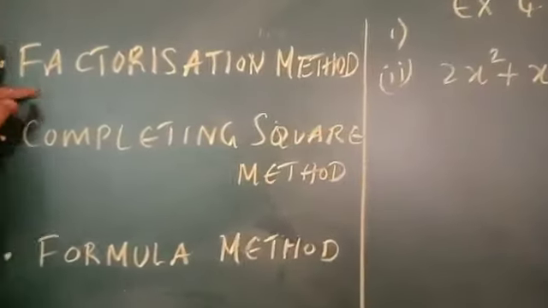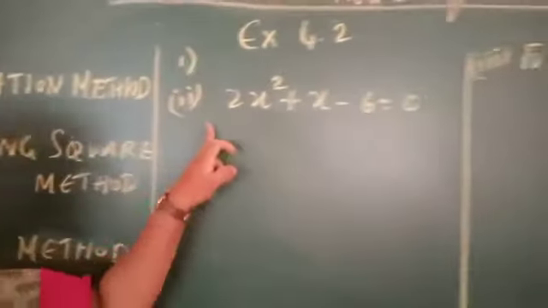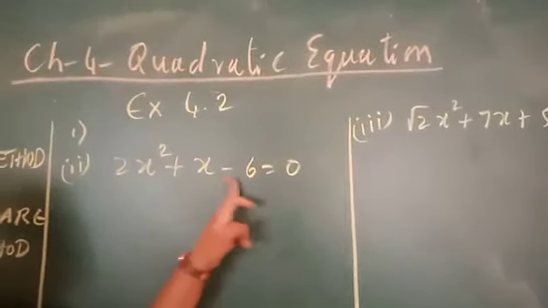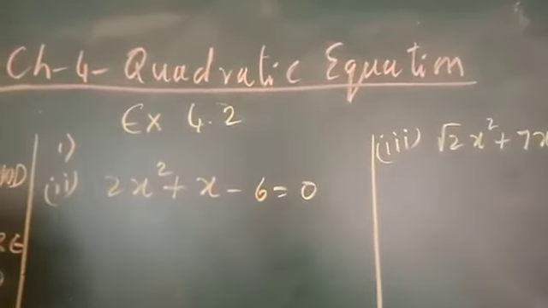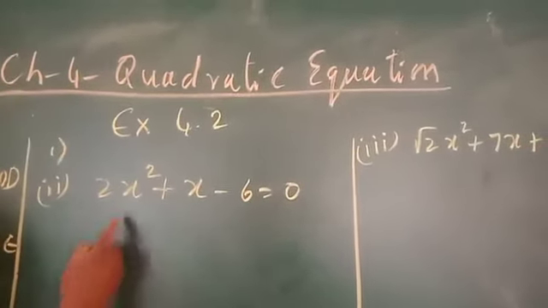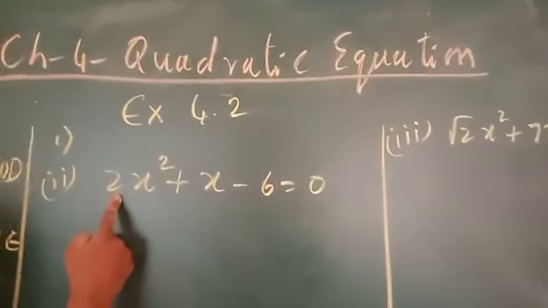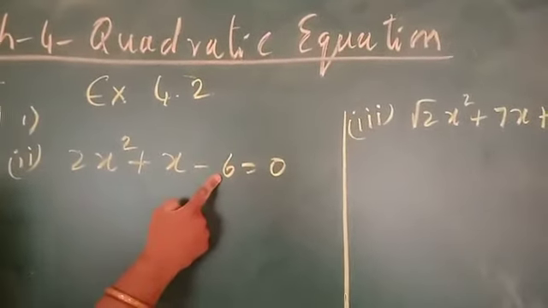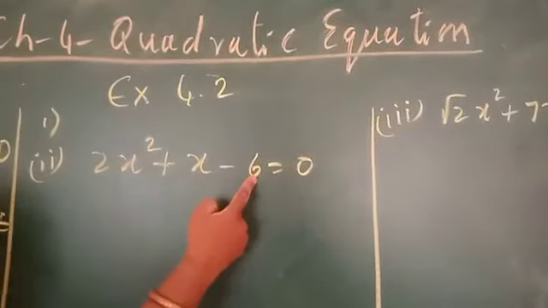Let me do exercise 4.2, which is based on the factorization method. Let me take one example here. 2x² + x − 6 = 0. You know how to do the factorization method. Here 2 is the coefficient of x². And what is the constant term? 6. What 6? Minus 6. Then 2 into 6, how much?